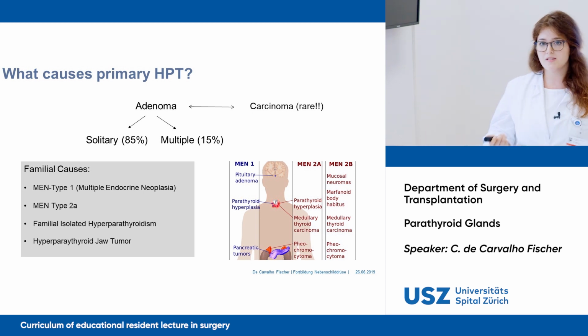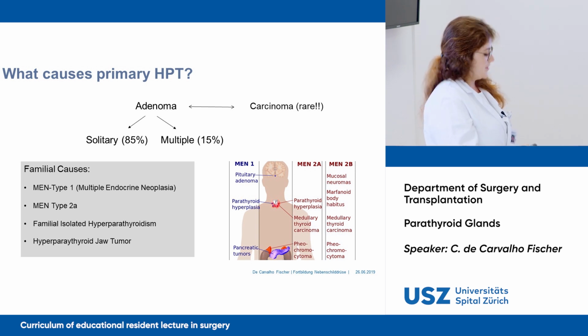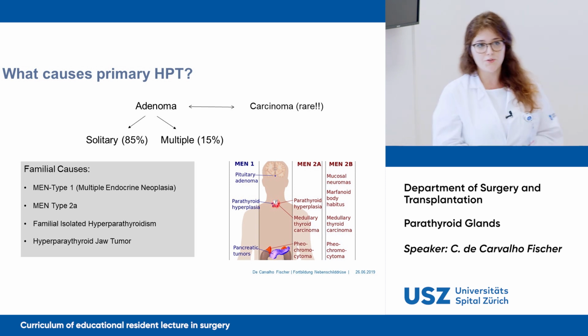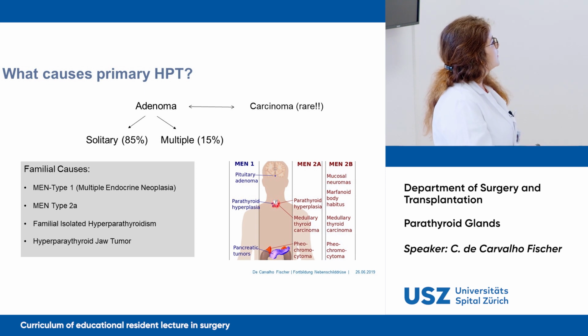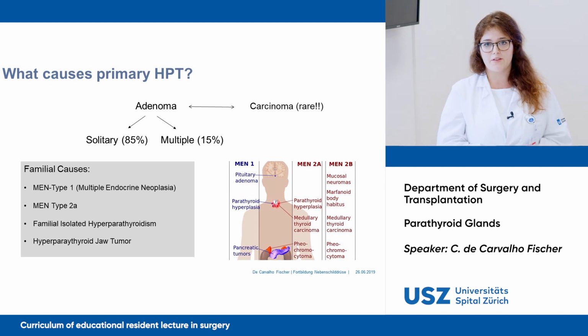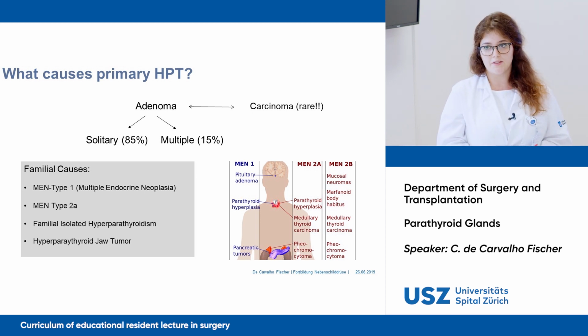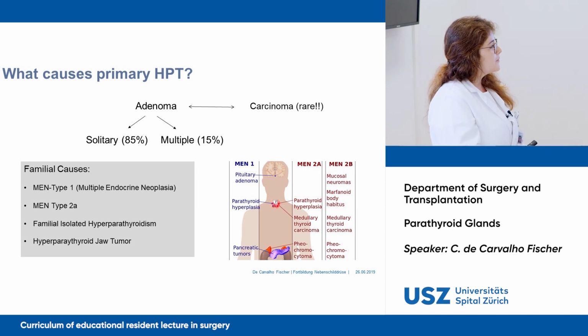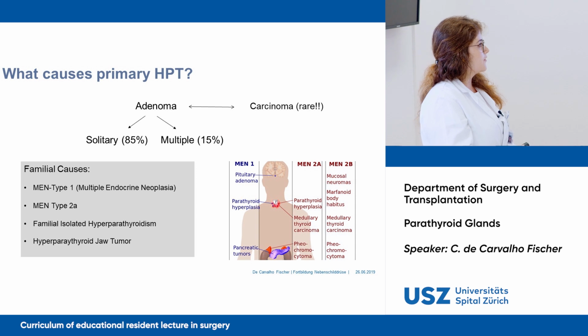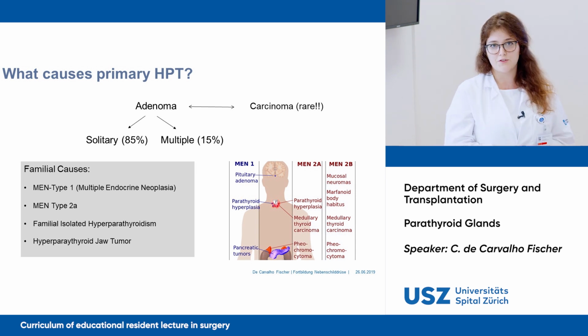So what causes primary hyperparathyroidism? What's the culprit here? Adenomas are usually the cause of hyperparathyroidism. In most cases, only one parathyroid gland is affected. However, sometimes disease can be multiglandular. Carcinomas of the parathyroid glands are very rare, though they can also cause primary hyperparathyroidism. At this point, it's important to remember that there are familial causes for adenomas, such as multiple endocrine neoplasia, type 1 mostly, but also type 2A, familial isolated hyperparathyroidism, and hyperparathyroid jaw tumor.